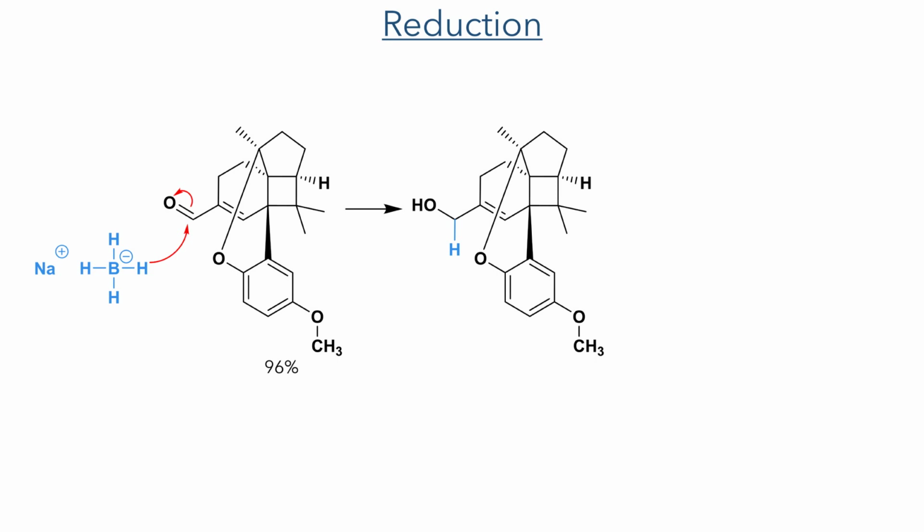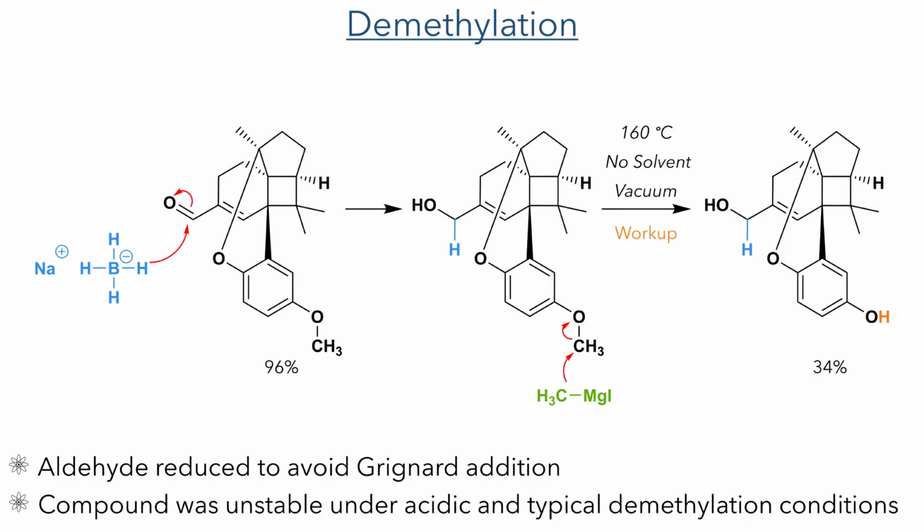protecting the phenol. This proved to be challenging, as the compound was unstable under the conditions typically used for this kind of reaction. To overcome this challenge, the researchers first reduced the aldehyde using sodium borohydride to produce the alcohol, and they then reacted the compound with the Grignard reagent.